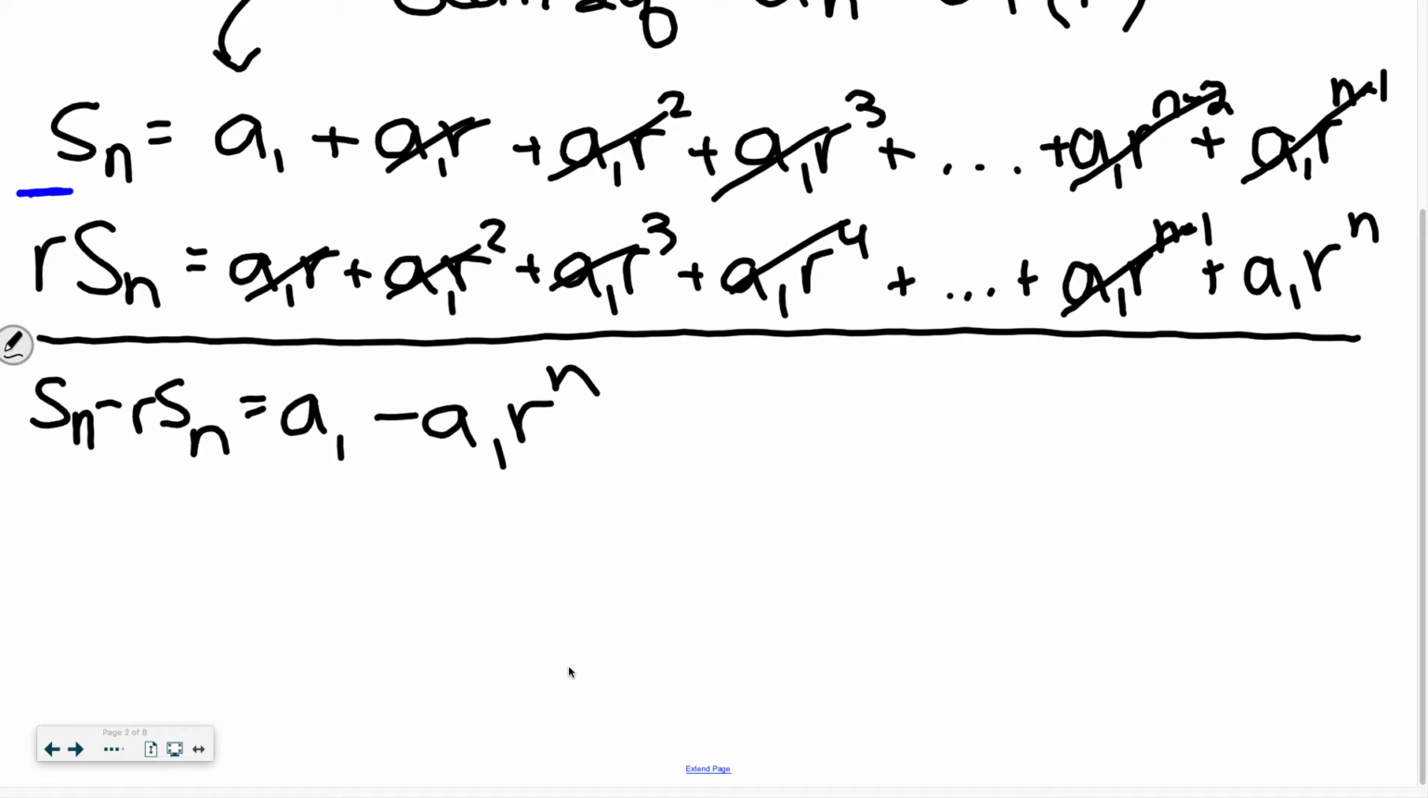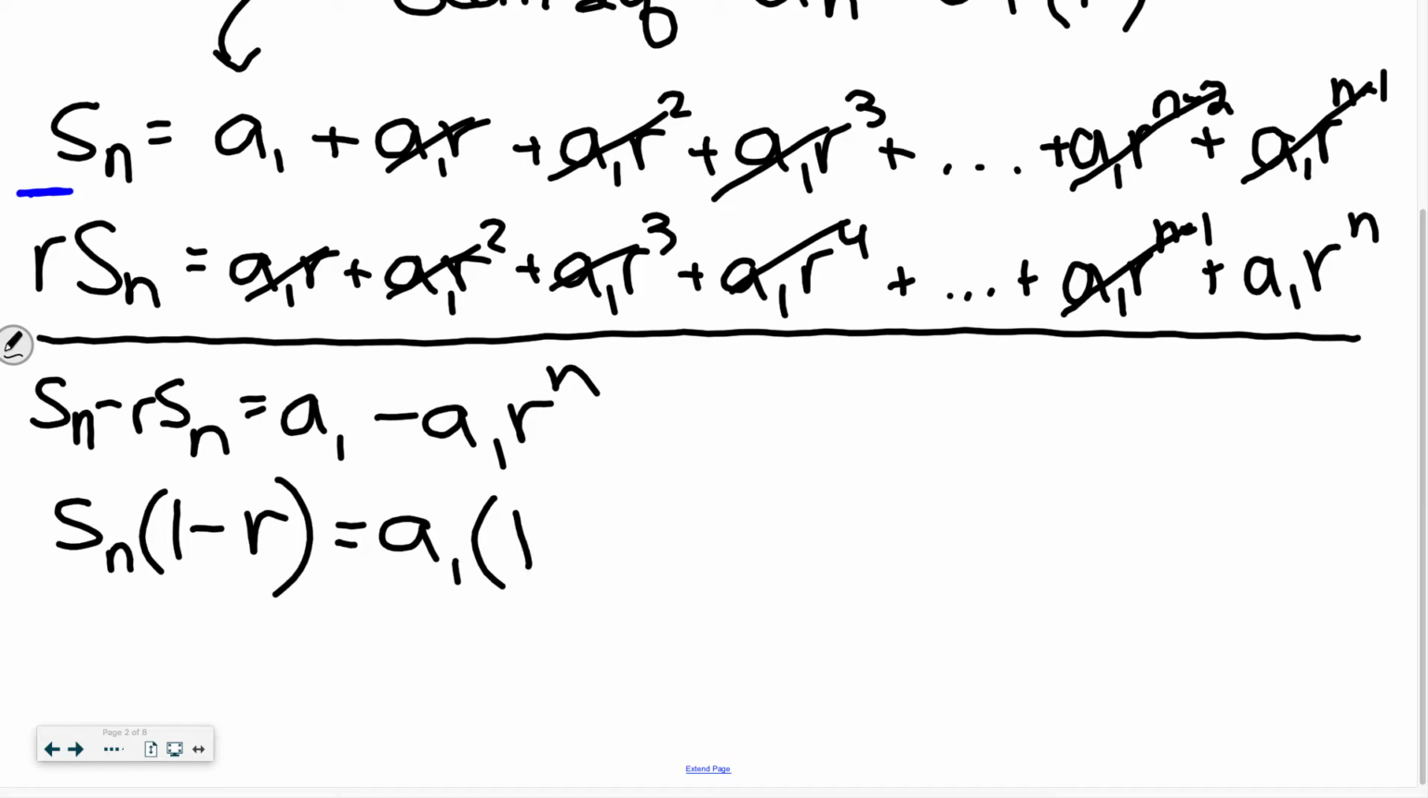On both sides of this equation, they have something in common. On the left, what do the two terms have in common? The S sub n. So I'll factor out the S sub n. What's left over? 1 minus r. On this side, what do they have in common? A sub 1. So I'm going to factor out a sub 1. I get 1 minus r to the n.